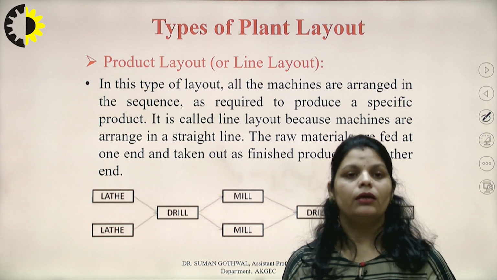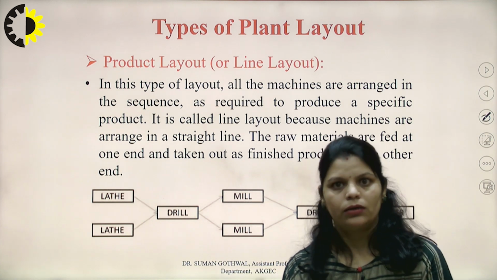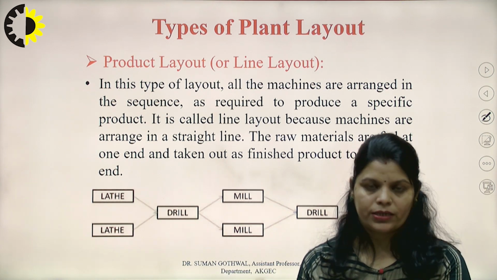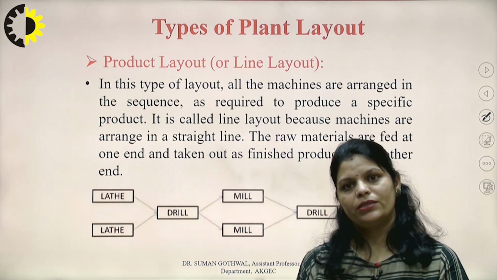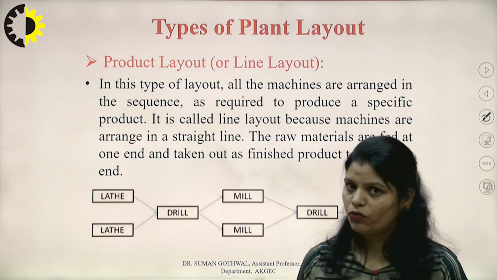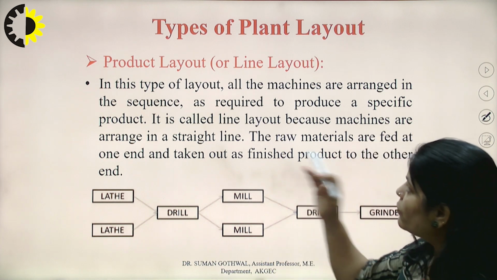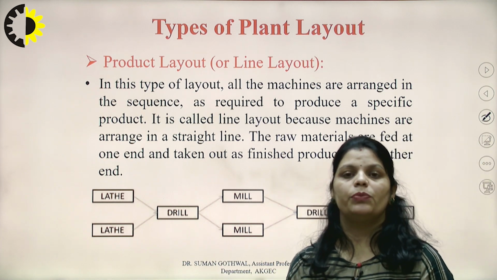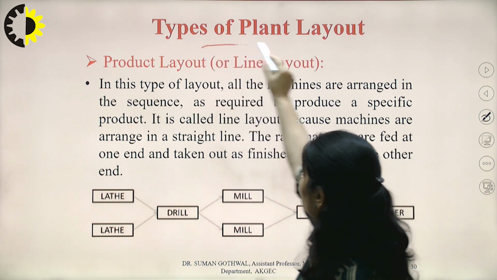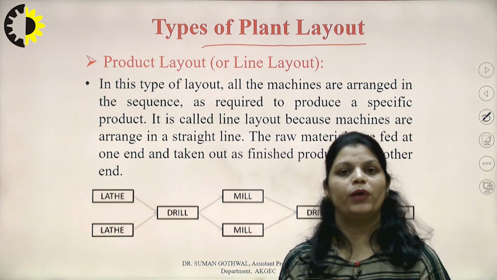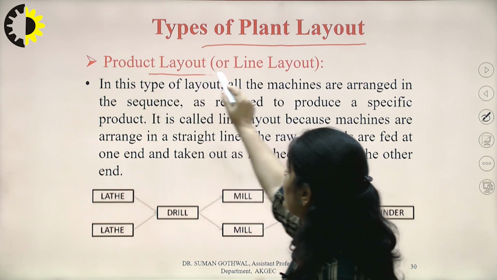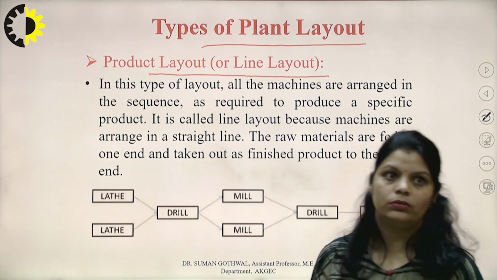Then we come to the types of plant layout. Till now we have discussed what the facility location is, why we need it, the various factors which can affect it, and the principles of plant layout. Now we will discuss the types of plant layouts. What types of plant layout can be there? The first is the product layout or the line layout.